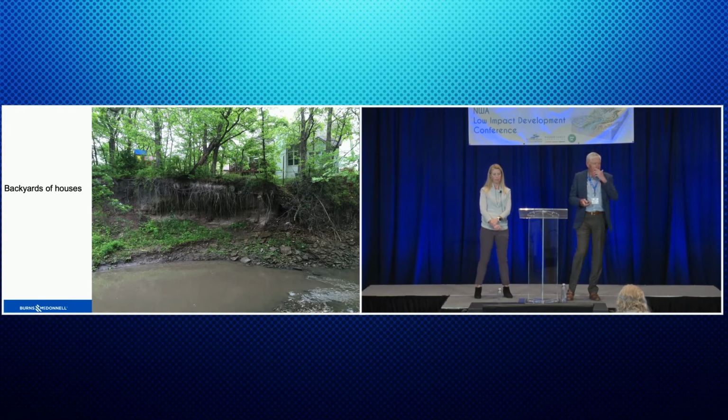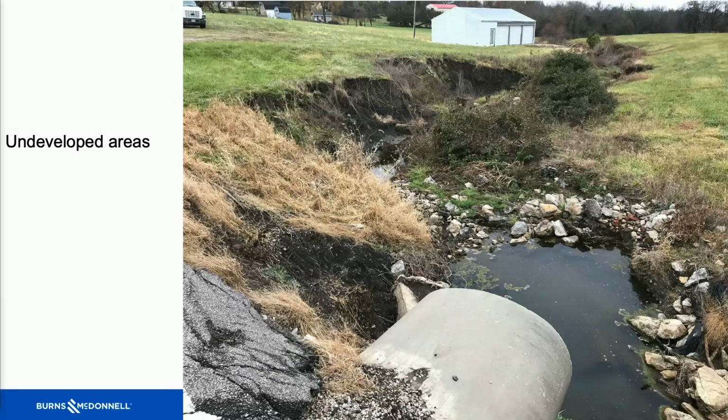We see this in many cities. Banks are eroding, impacting homes, fences are falling into streams. This happened in less than 2 years. Since we're near an airport, this is where they extended a runway of an airport, added a whole bunch of impervious area, put in a 60-inch squash pipe, and 2 years later, this stream looks like this.